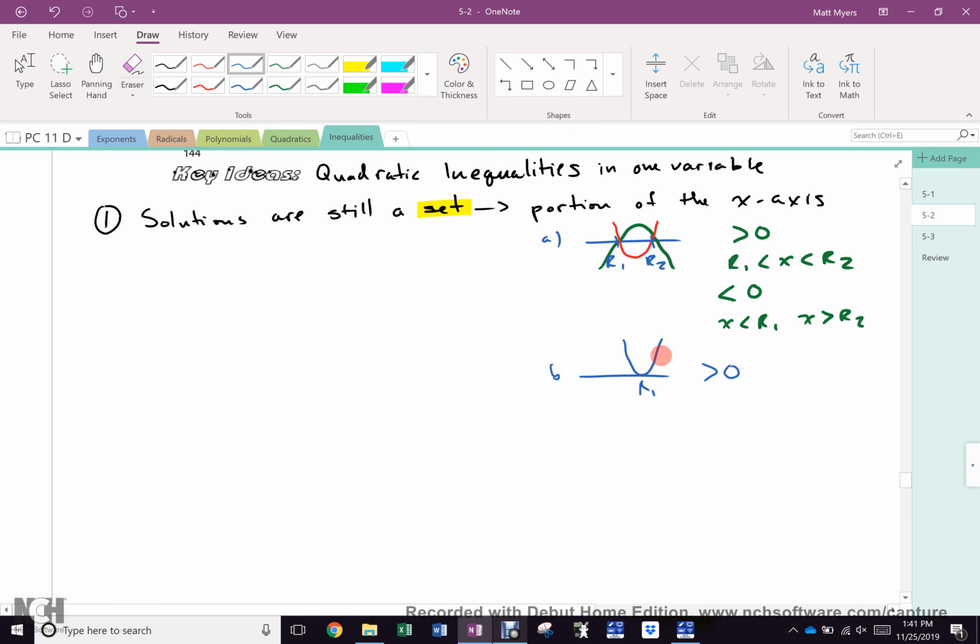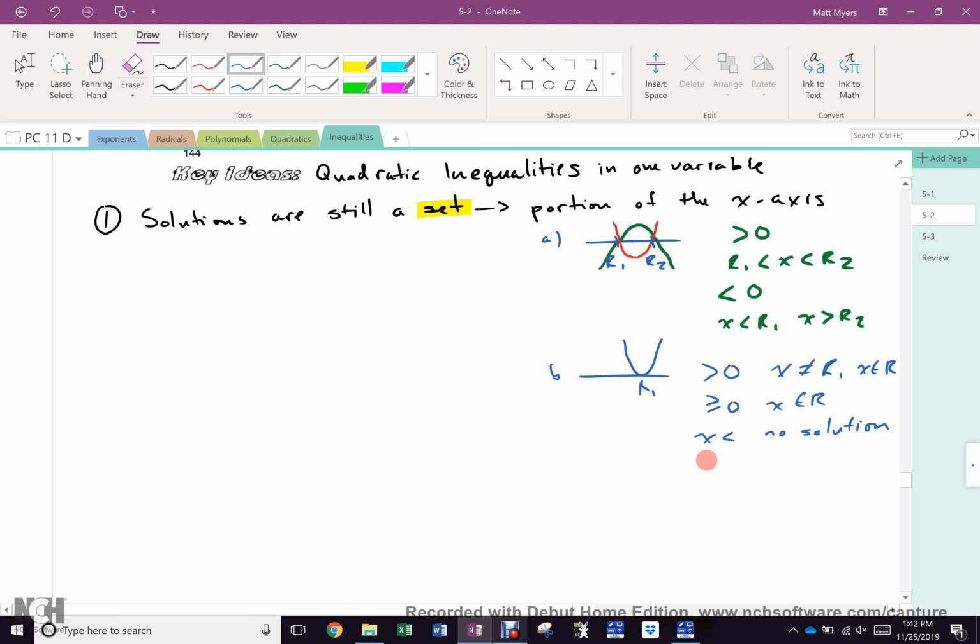Isn't this always greater than 0? There's no equal sign here, so is root 1 part of the answer? No. So x cannot equal root 1, but x is all the rest of the real numbers. What if it was greater than or equal to 0? Then x is just all the real numbers, right? What if x was less than 0? What would we write here? Is there any solution? No, no solution.